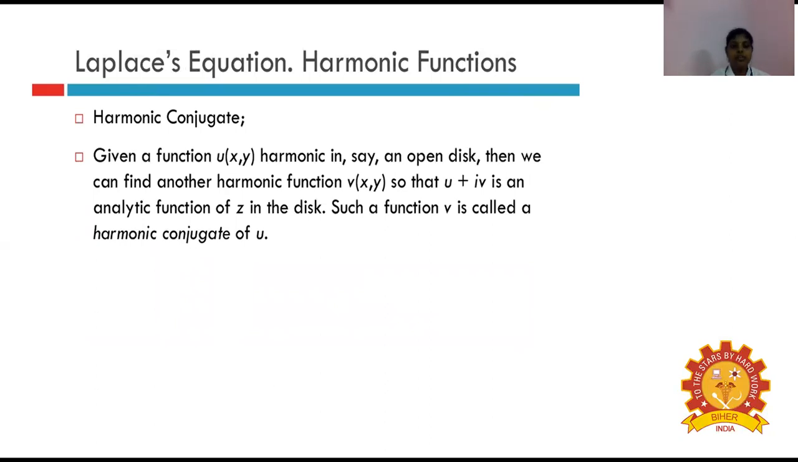Harmonic conjugate. Given a function u(x, y) harmonic in, say, an open disk, then we can find another harmonic function v(x, y) so that u + iv is an analytic function of z in the disk. Such a function v is called a harmonic conjugate of u.